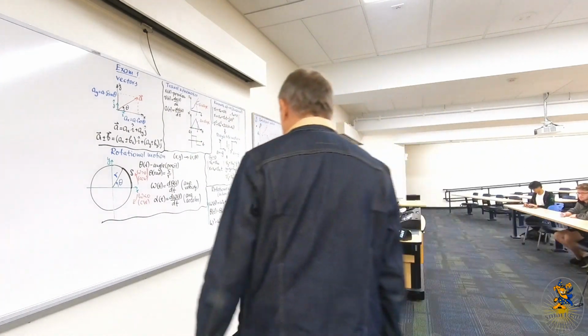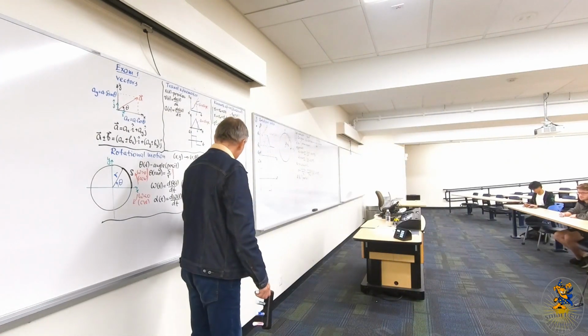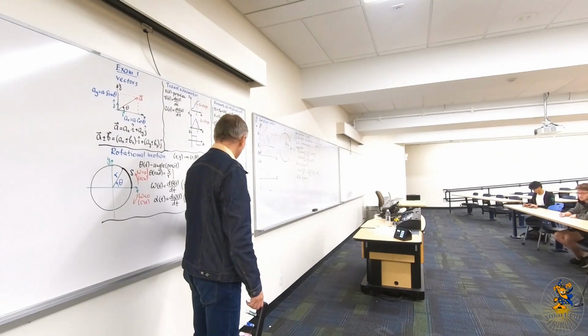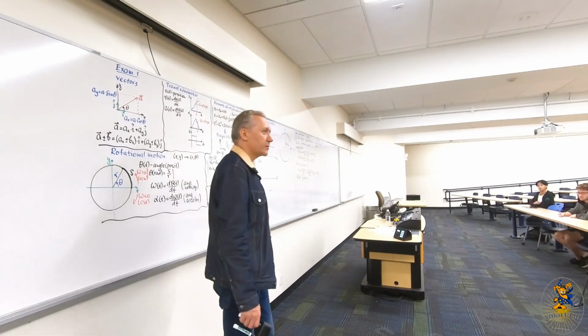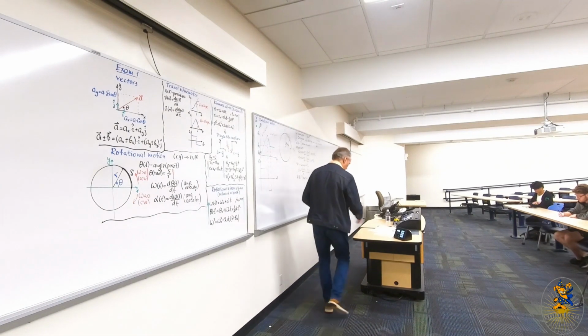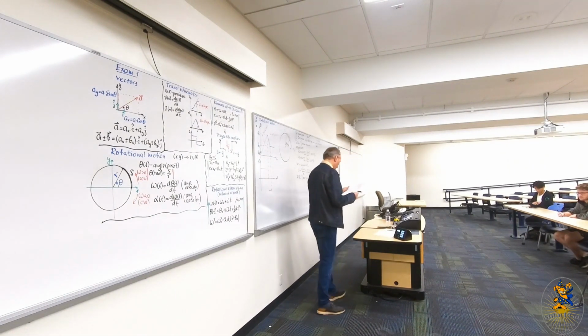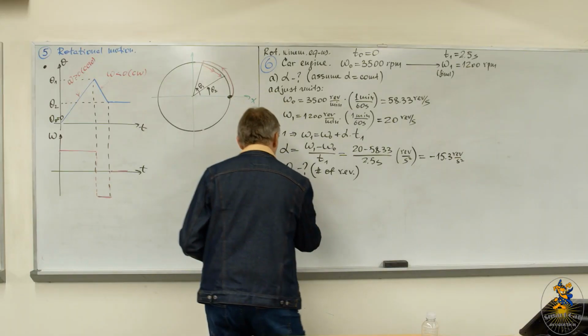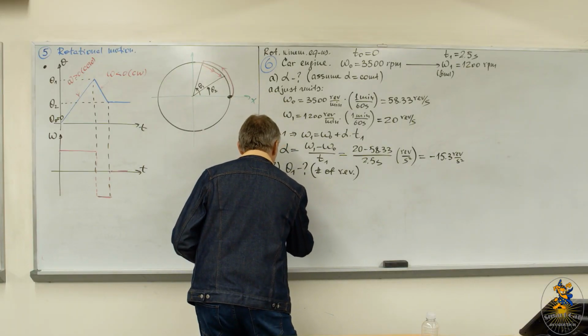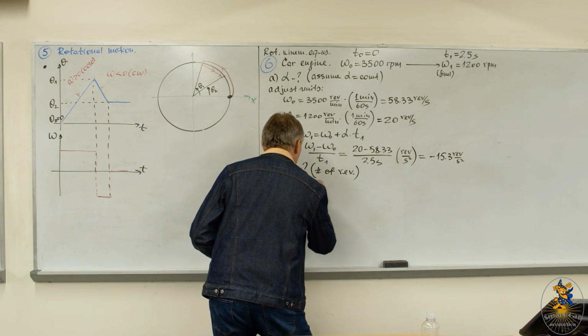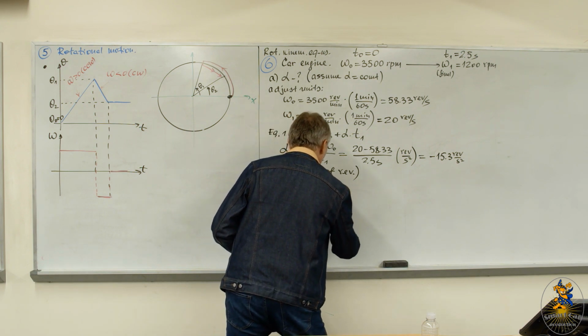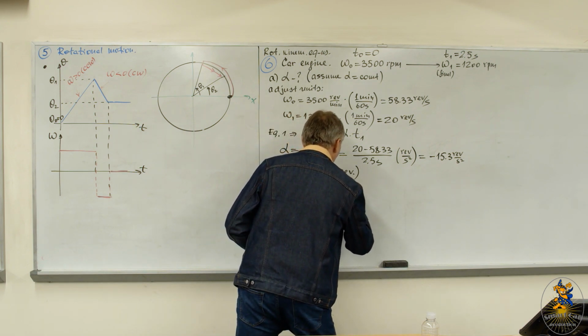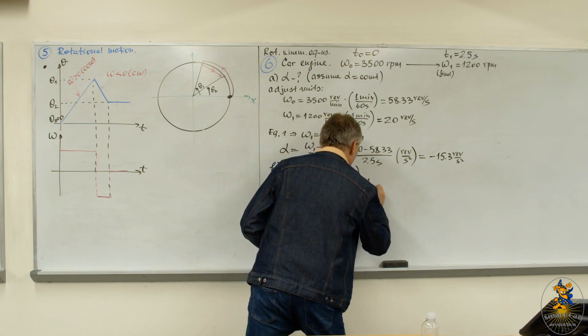Still, of course, I would prefer to use equation 1, because over here I'll have to take square roots. No, actually both equations are reasonably simple. Which do I use? Okay, I use the second equation. So equation 2: theta 1 equals theta naught, which is 0, plus omega naught t1.